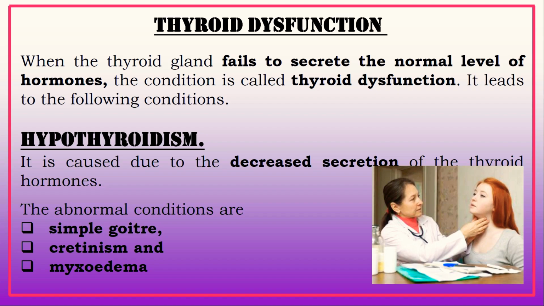When the thyroid gland fails to secrete its normal level of hormones, this condition is thyroid dysfunction, and it leads to the following conditions, namely hypothyroidism, the decreased secretion of thyroid hormone, which causes three abnormal conditions, namely simple goiter, cretinism and myxedema.